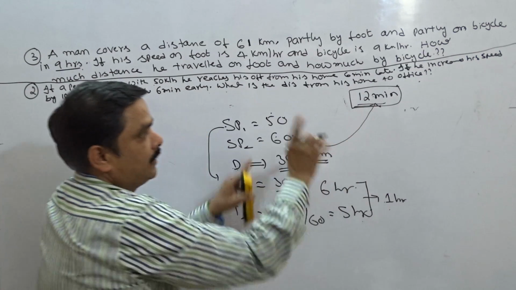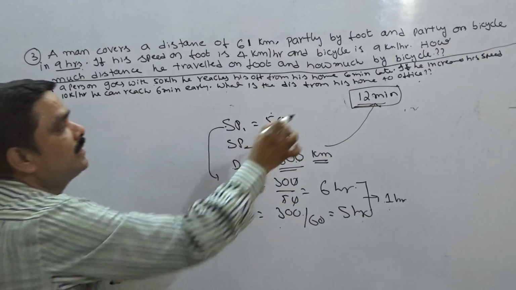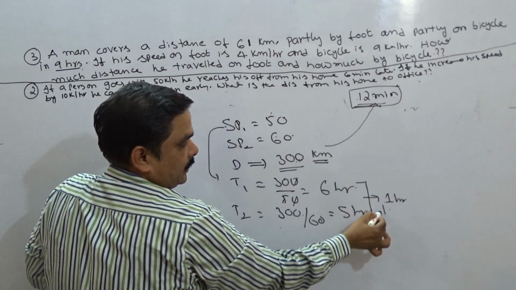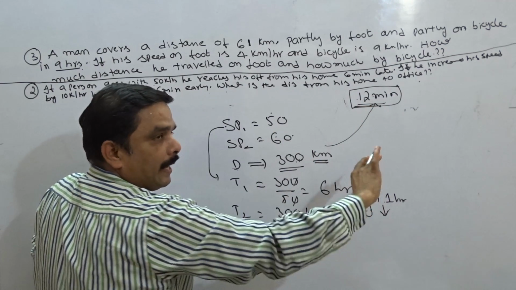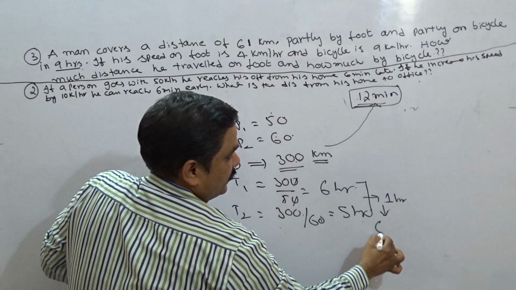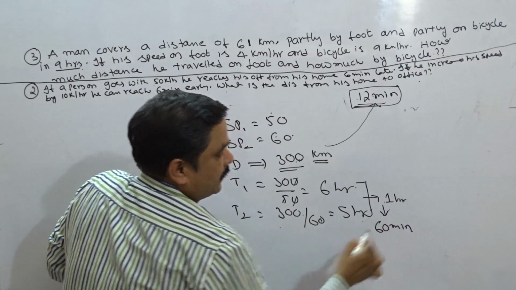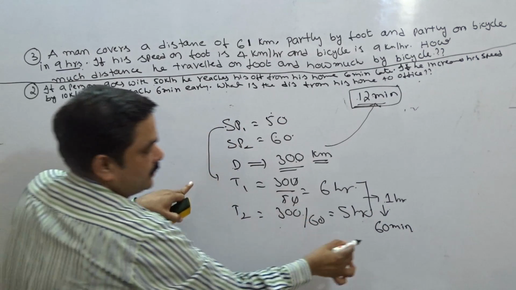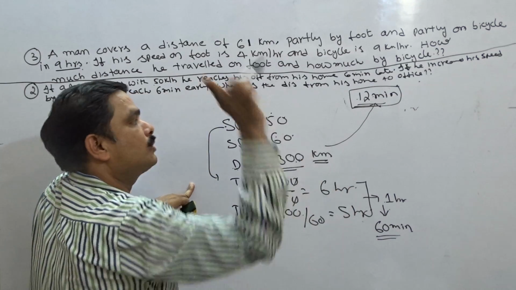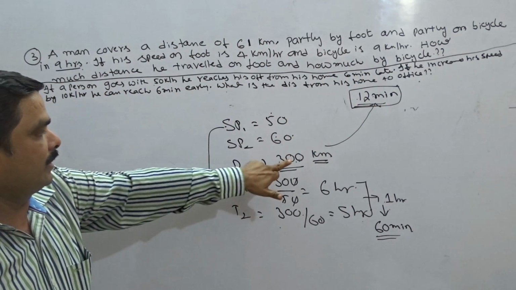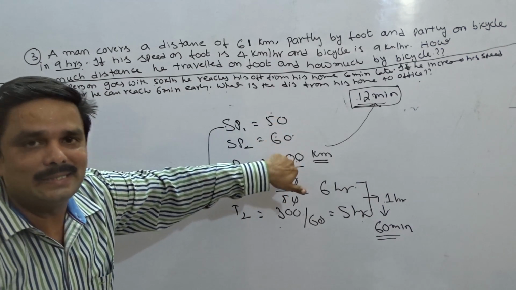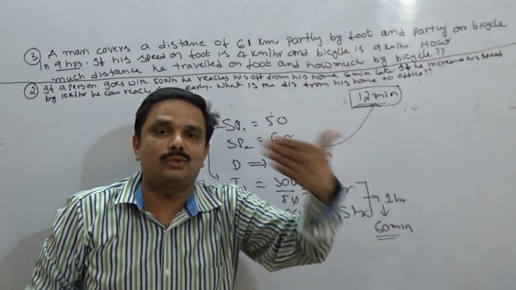Here the difference is 12 minutes. Since it is in 12 minutes, I am converting this one into minutes here. 1 hour is nothing but 60 minutes. According to my imaginary figures, the difference is 60. According to the question, the difference is 12. I am going to equalize these two with the help of the imaginary distance so that I can find out the actual distance.